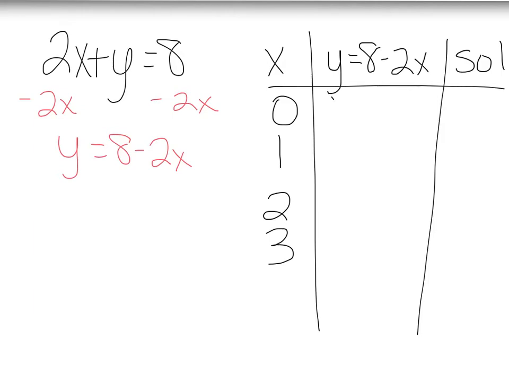So for the first one, 8 minus 2 times, plug 0 in for x. So now I have 8 minus 2 times 0. What is 8 minus 2 times 0? 8. It's going to be 8 minus 0 or just 8. They are both whole numbers, so it's going to be a solution. So my solution is 0, 8.